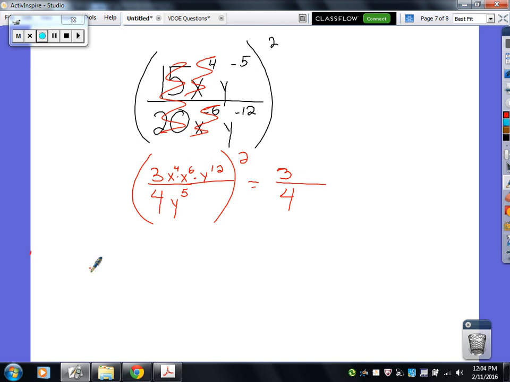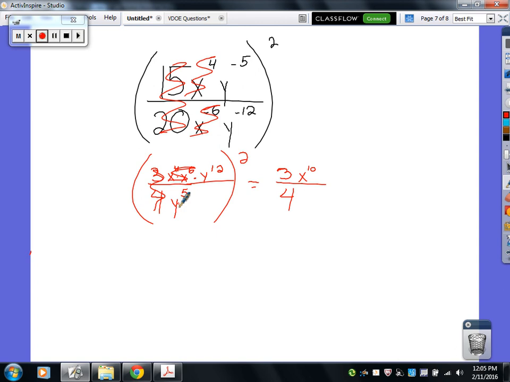Guys, what's x to the 4th times x to the 6th? What rule is that? First rule. When you're multiplying, that's rule number 1. Power to power is rule number 2. Division is rule number 3. Negative exponents is rule number 4. Got it? So x to the 4th times x to the 6th is x to the 10th. Yeah? And then I have y to the 12th over y to the 5th.